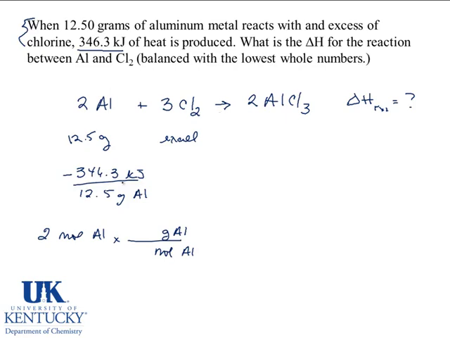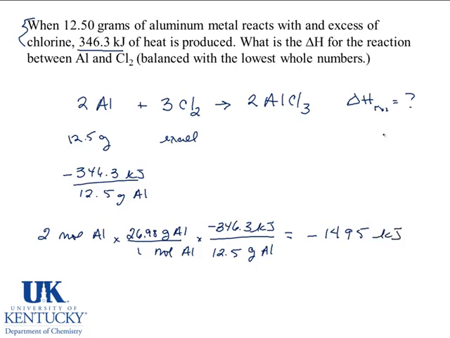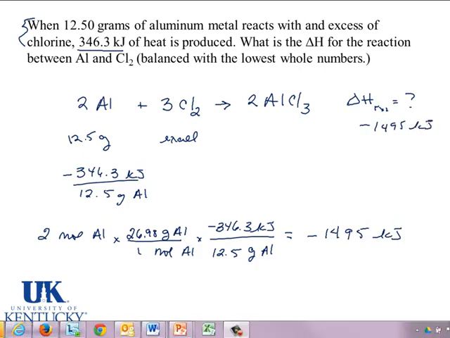So what's the molar mass of aluminum? It's 26.98 grams in a mole. And then we can use a relationship from grams of aluminum to kilojoules, put a negative 346.3 kilojoules there, and 12.5 grams of aluminum there. And that will give me, and it's actually negative, 1,495 kilojoules. And that would be the delta H, negative 1495 kilojoules.